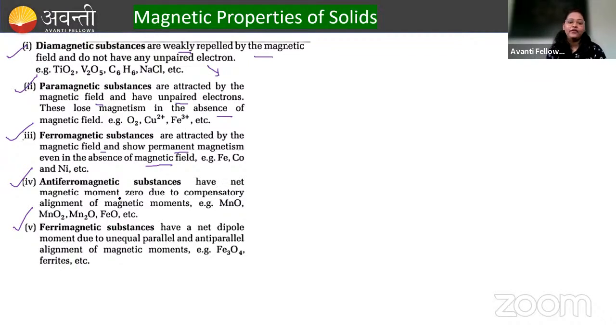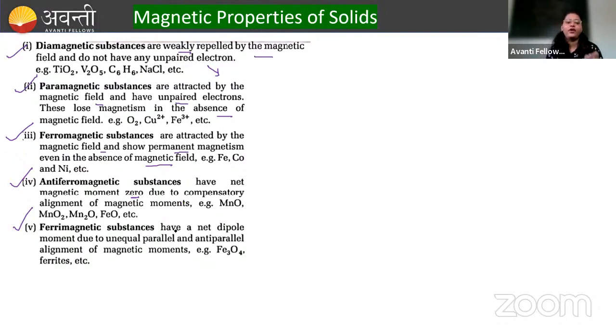Okay, antiferromagnetic substances are what? They have magnetic moment 0 due to the compensatory alignment of magnetic moments. So they show magnetic moments, but the magnetic moments are in opposite directions. One is in the up direction, then another one will be in the down direction, and due to which the magnetic moments get cancelled by each other. Compensatory alignment of magnetic moments, due to which they acquire 0 magnetic moment. Okay, and they are known as antiferromagnetic substances.